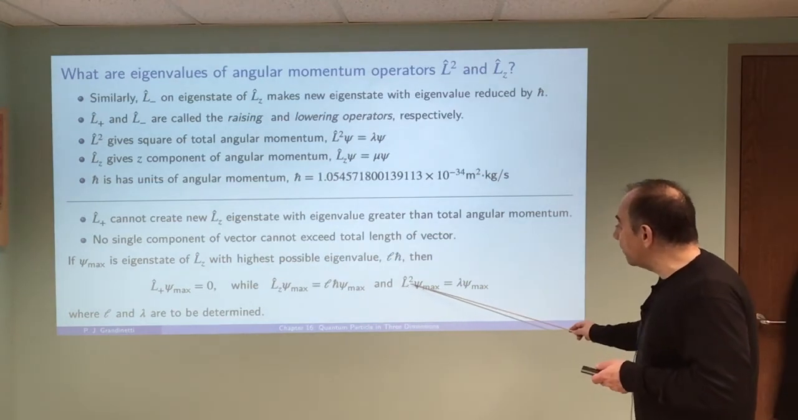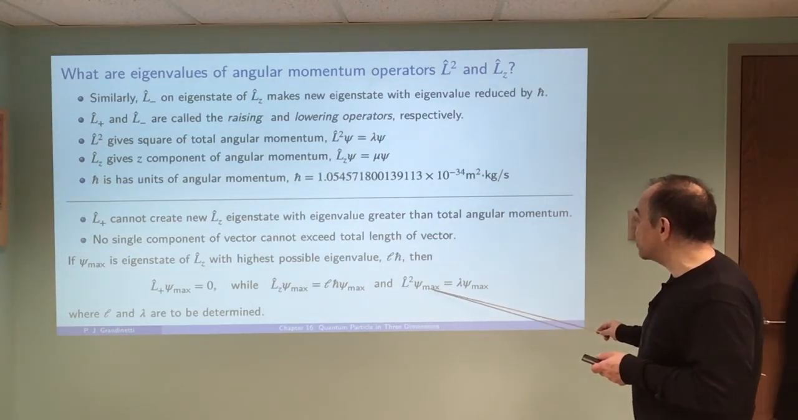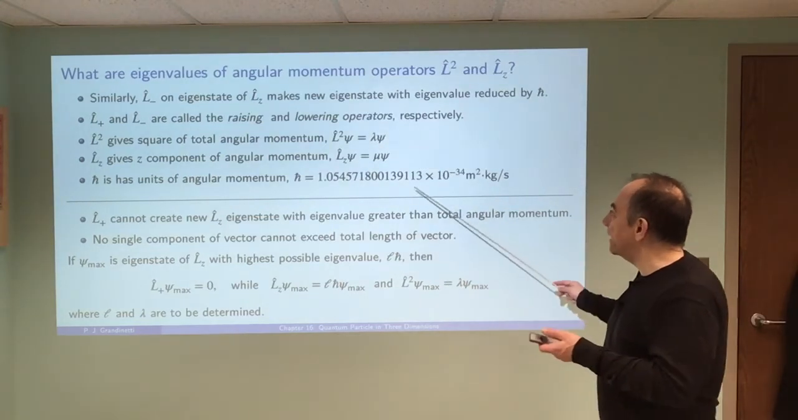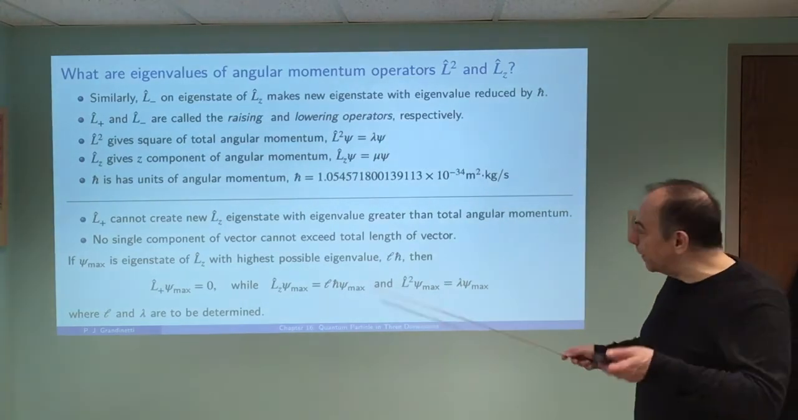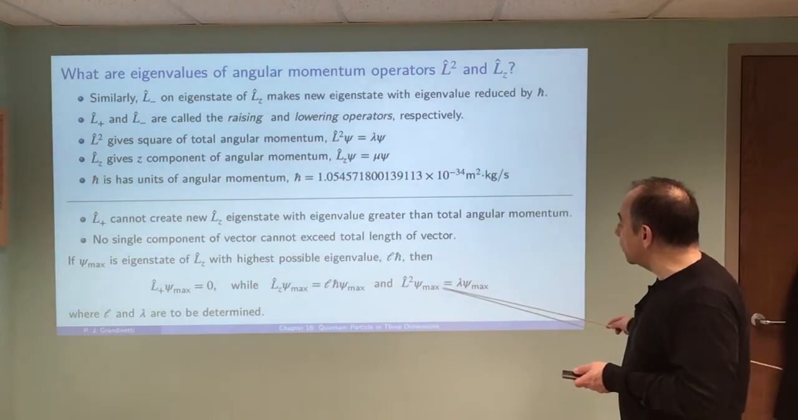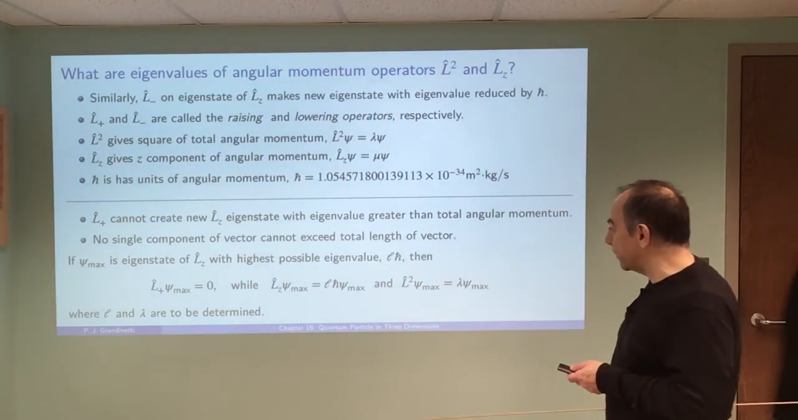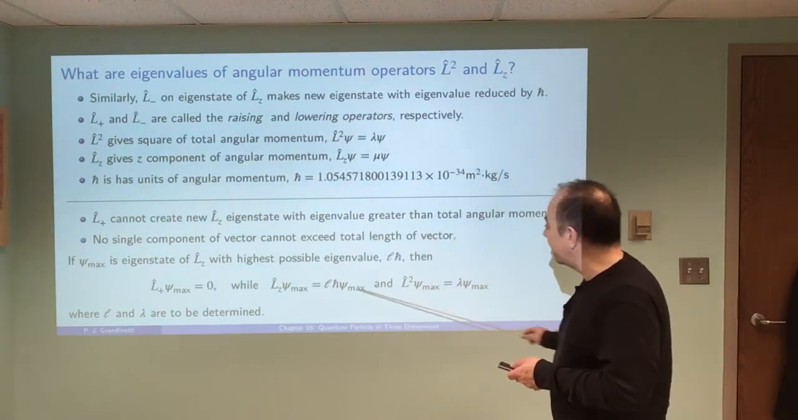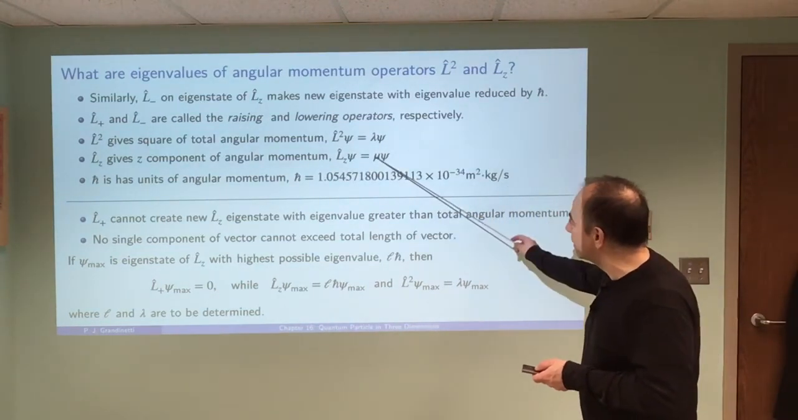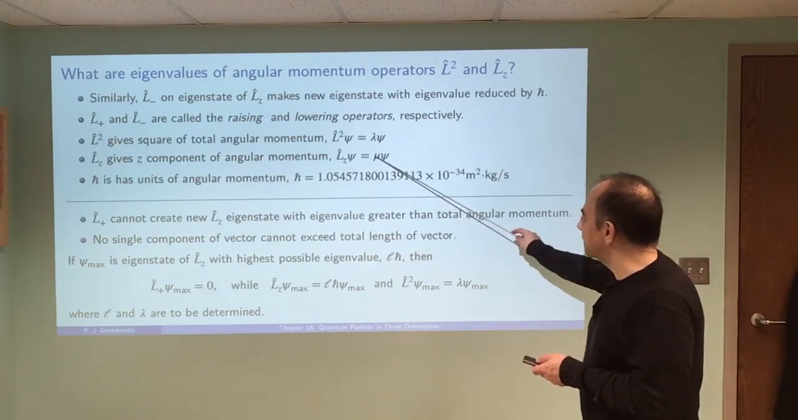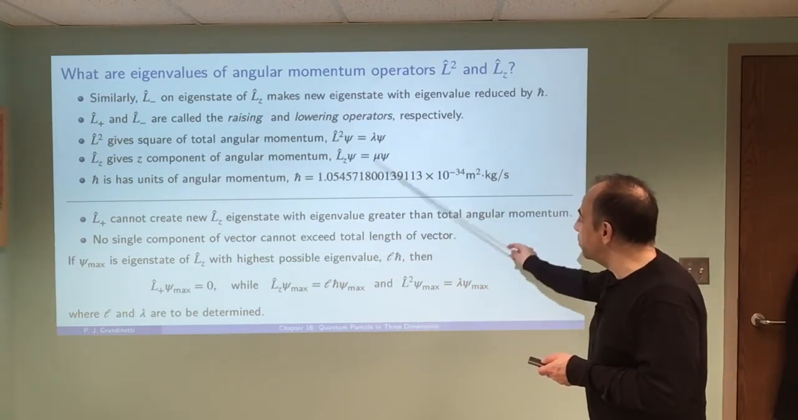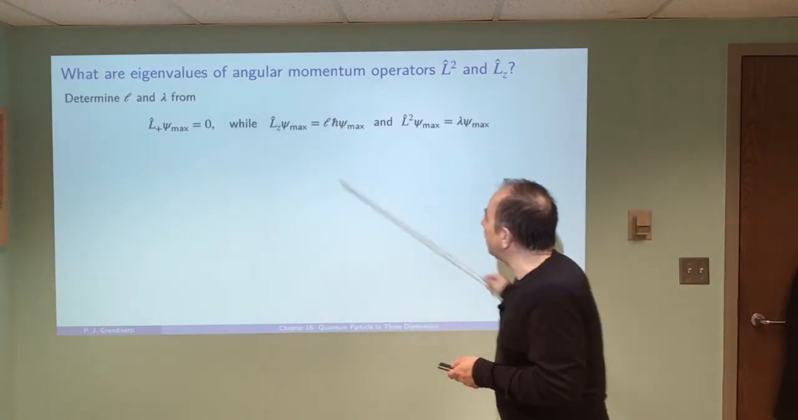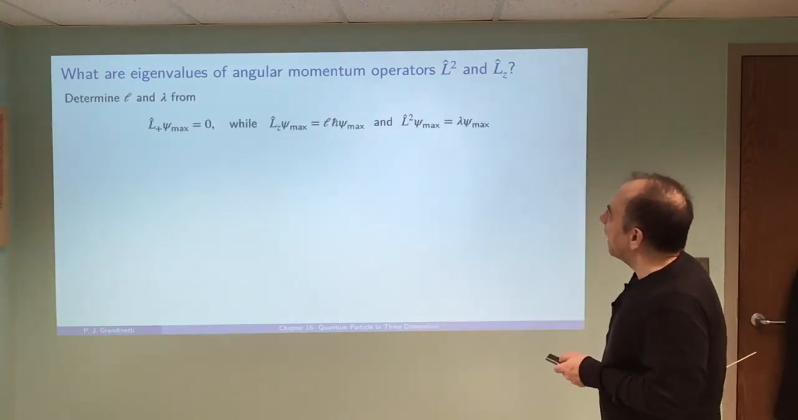And of course, if L squared acts on the wave function, I get back this lambda, and it doesn't really matter whether it's the maximum or the minimum or any value in between. It always returns the total length of the angular momentum. That's what I want to determine now: this lambda, and this L, where mu is equal to L times h bar. So here's what I have of my constraints.